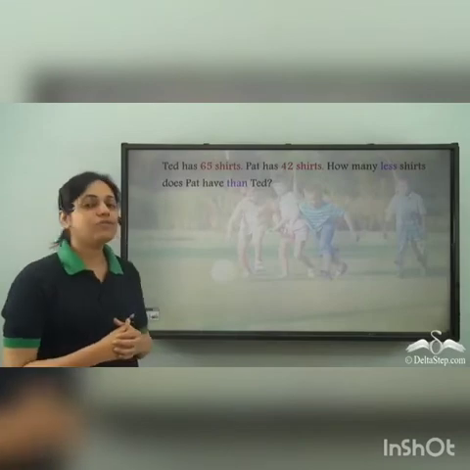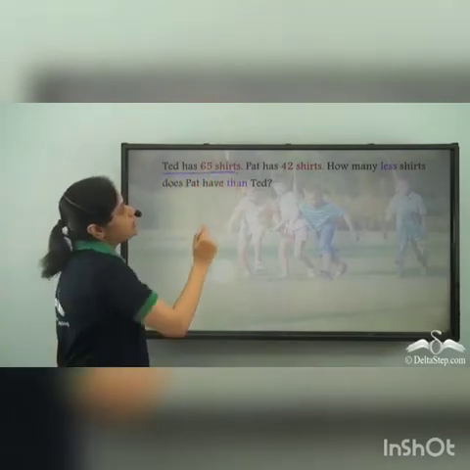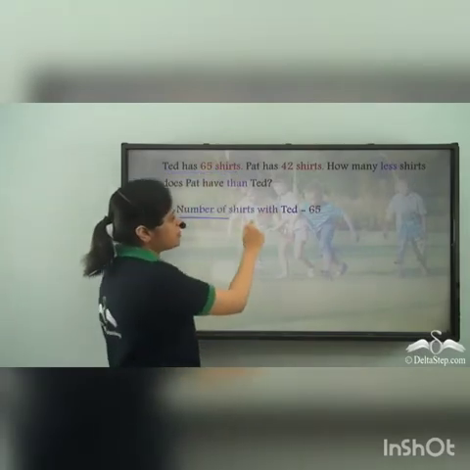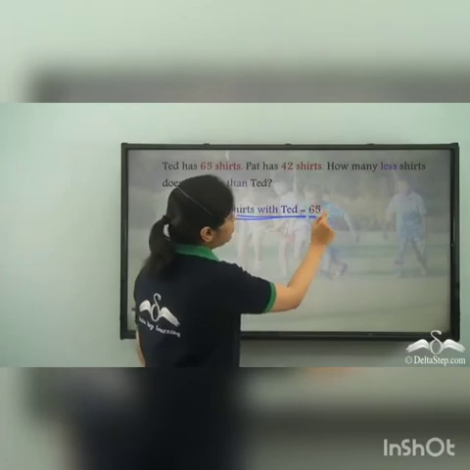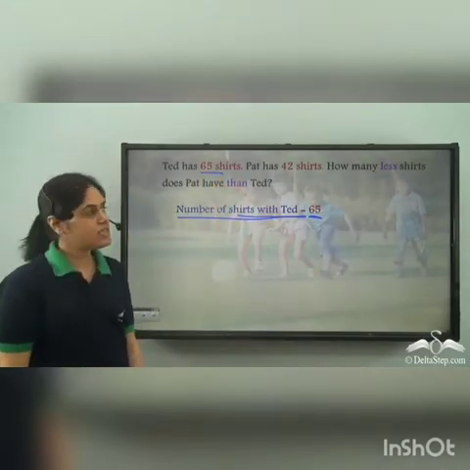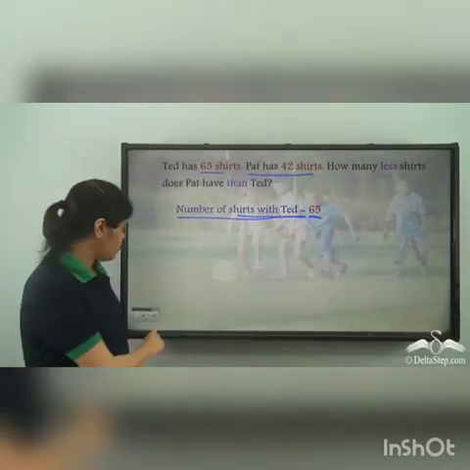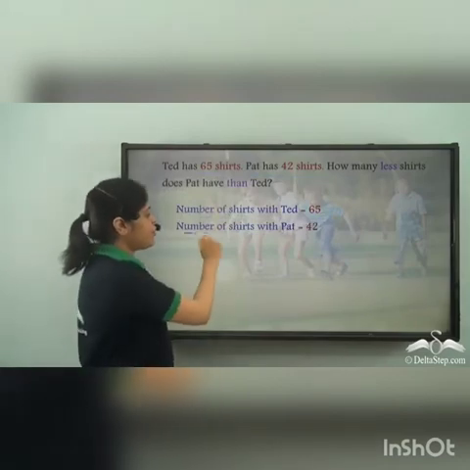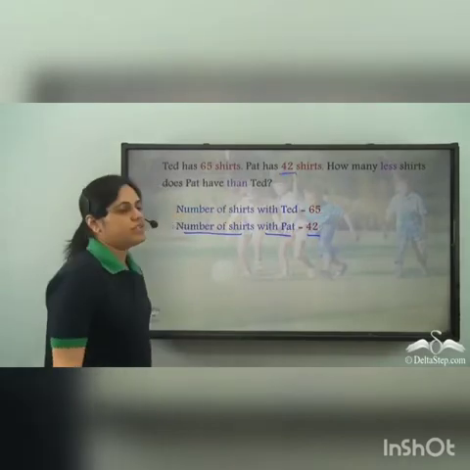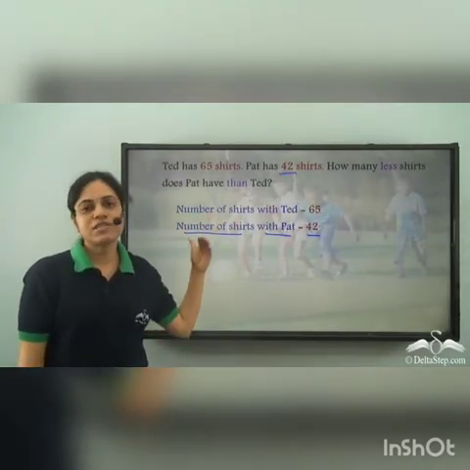Firstly, we need to write what is given to us. What is given? Ted has 65 shirts. So we need to write number of shirts with Ted is equal to 65. Next, what is given to us? Pat has 42 shirts. So number of shirts with Pat is 42, which is what is given in the question.